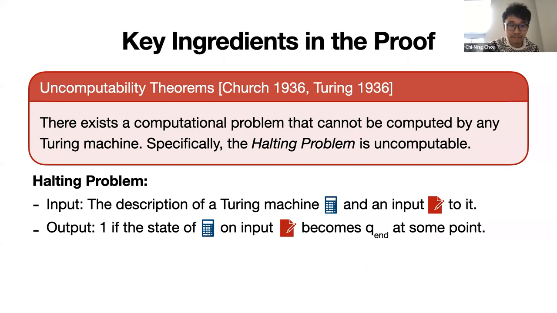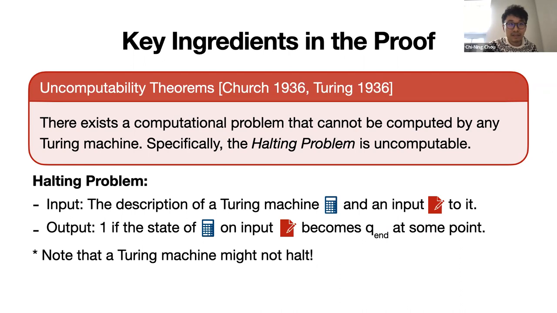And the output is simply whether this input Turing machine, running on this input, will stop at some point. In Turing machine language, it just means whether it will go to the state Q end. You might feel like, okay, this sounds a little bit absurd, why would a Turing machine not halt? Let me give you an example.